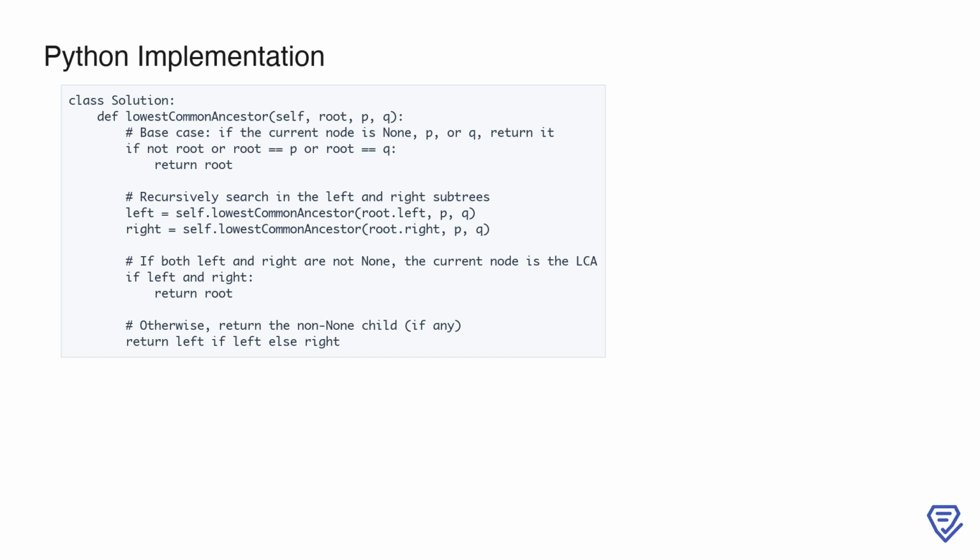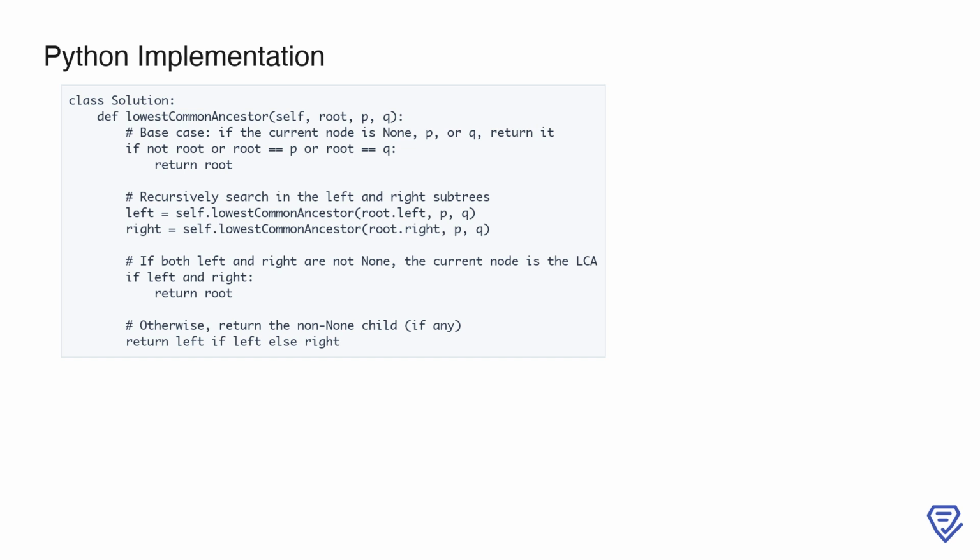This implementation solves the lowest common ancestor of a binary tree problem by using a recursive depth-first search approach. Here's how it works step by step. 1. Base case: the function first checks if the current node, root, is None, or if it matches either of the target nodes, P or Q. If any of these conditions are met, the function immediately returns the current node. This serves as the stopping condition for our recursion.